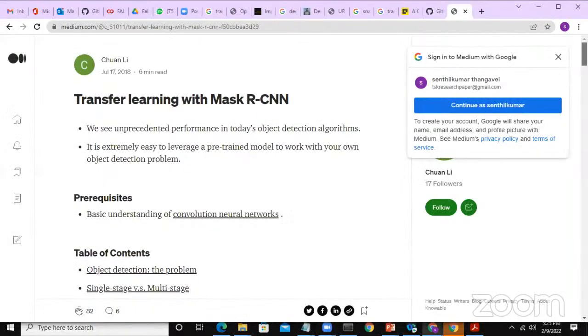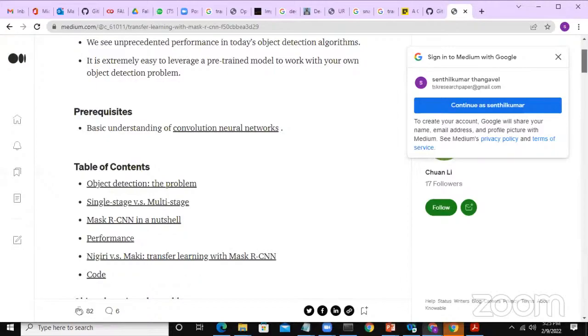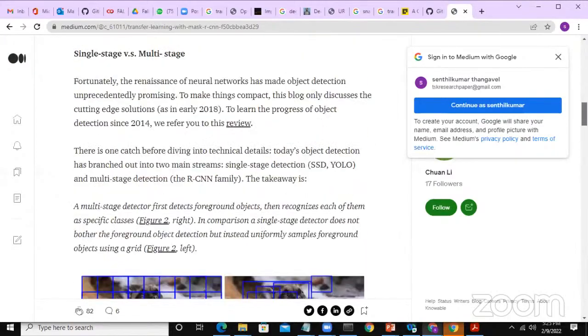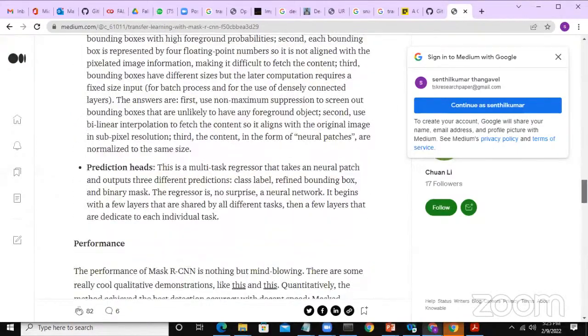Okay, one second, I'll also check. Yes, there is. You can see here, transfer learning with Mask CNN. Ma'am, can you see the screen? Yes, sir. So you can use such architectures.